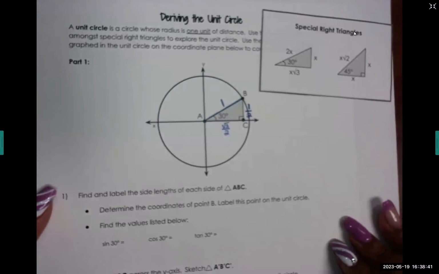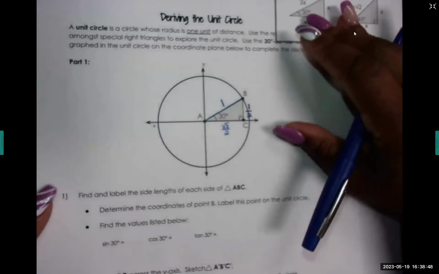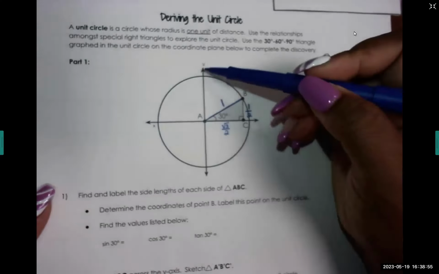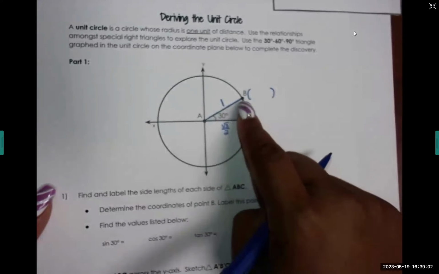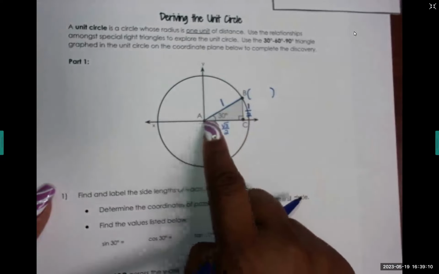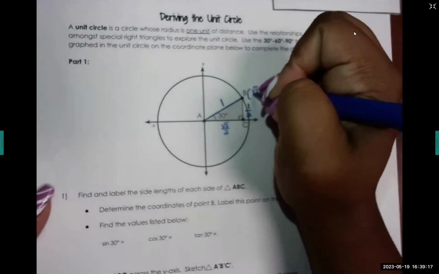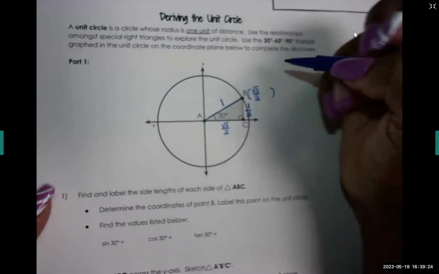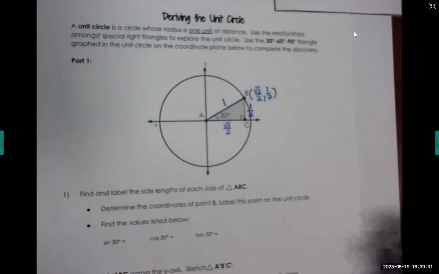Now I'm going to determine the coordinates of point B and label this point on the unit circle. When I think about the coordinate plane, I know this is my x-axis and this is my y-axis. The coordinates are defined by the distance along the x-axis as well as the distance along the y-axis. If I start at the origin, point B is about square root 3 over 2 units away on the x-axis, so I'm going to name that x coordinate square root 3 over 2. And my y coordinate, the vertical distance, is 1/2, so I'm going to label that 1/2. So the coordinates for B will be square root 3 over 2 and 1/2.